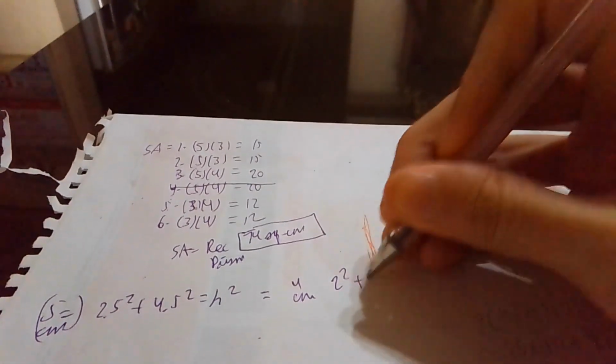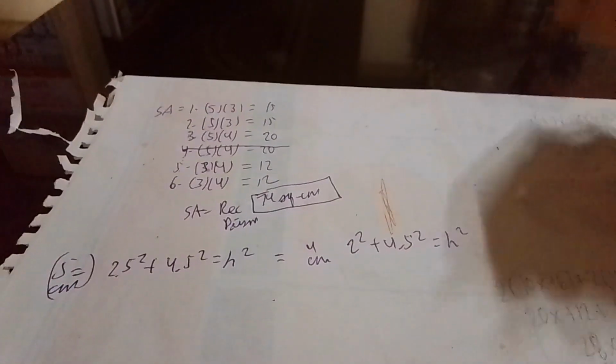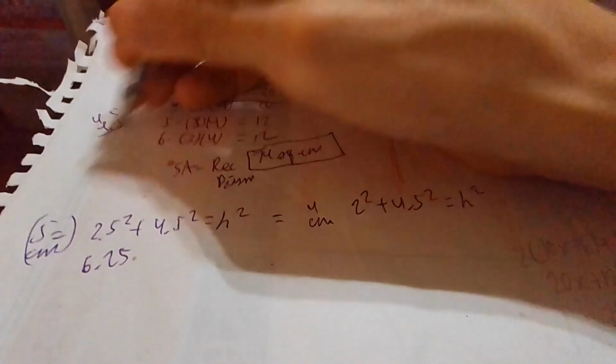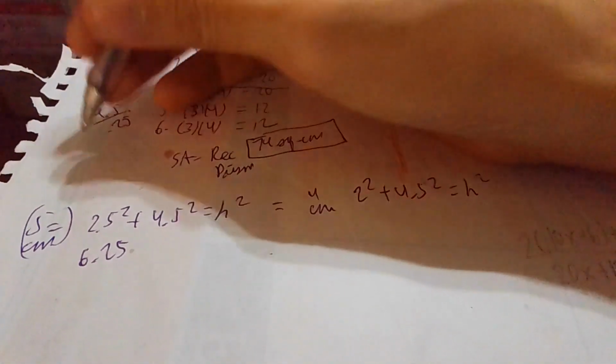Di ba? It's 2.5 squared and then 4.5 squared equals h squared. So now we work on the Pythagorean theorem. 2.5 squared, that's supposed to be 6.25. 4.5 squared, di ba you remember yung technique? 25, and then 1 plus 4, 5 times 4, 20. So 20.25.